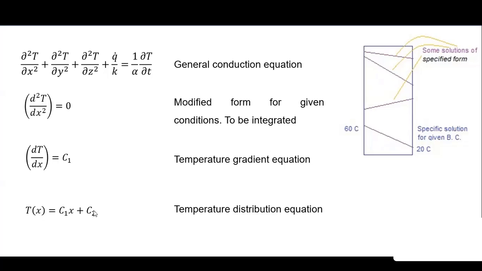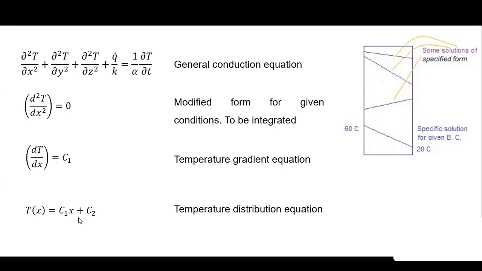And those values of C1 and C2 are only applicable when the temperature of one end is 60 degrees Celsius and the temperature at the other end is 20 degrees Celsius. And that solution, along with those values of C1 and C2, will become a specific solution for that given boundary condition. That is what we need. So we need basically to specify the boundary condition to obtain the specific solution for that particular boundary condition.